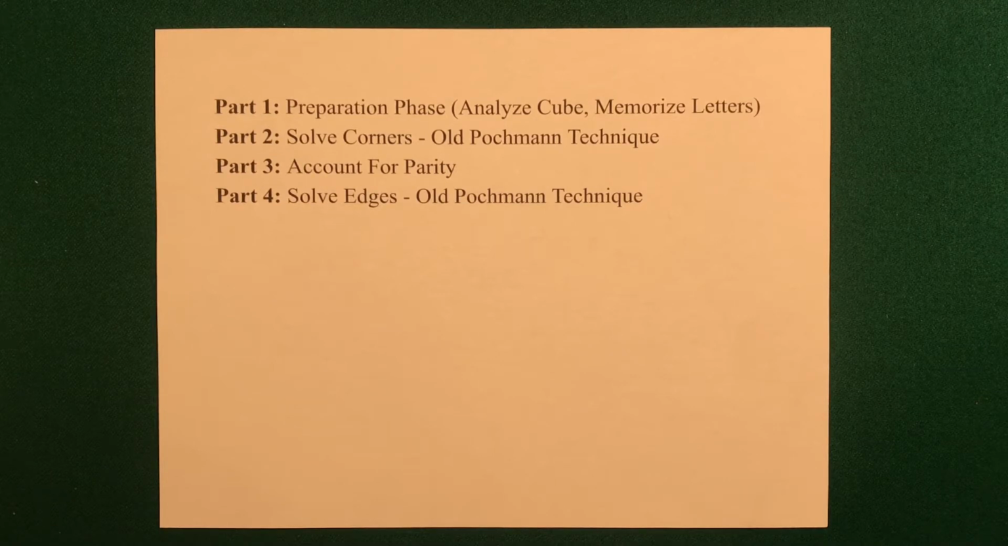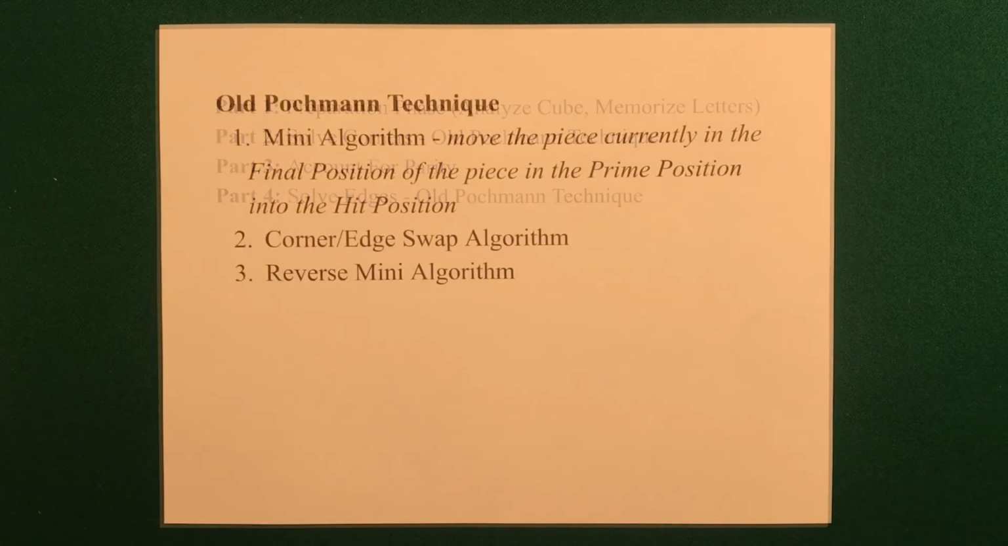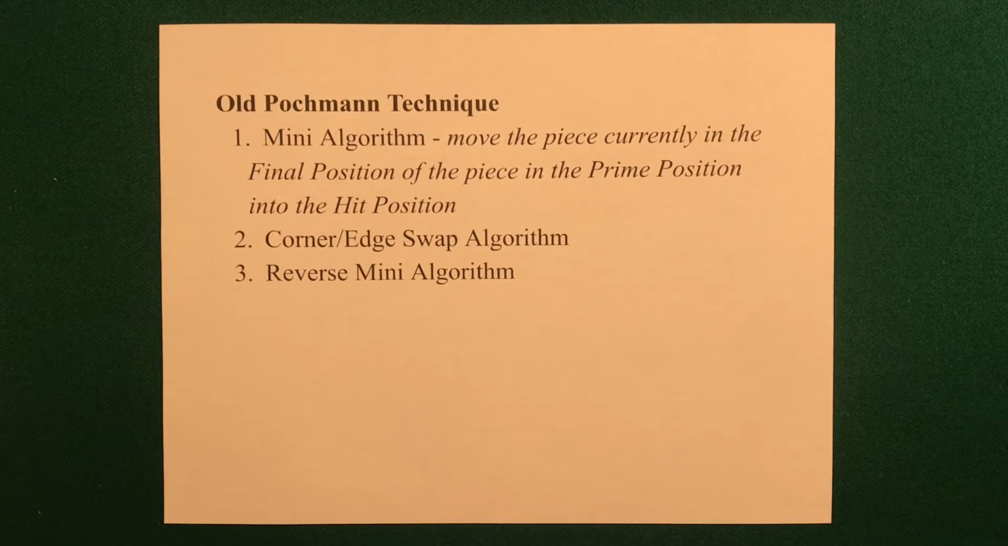In part 2, we will solve the corners by placing them in the correct positions and orientations by applying the old Pochmann technique. In part 3, we will account for a special parity case that occurs during half of solves. In part 4, we will solve the edges by placing them in the correct positions and orientations by applying the old Pochmann technique. The old Pochmann technique relies on a few simple principles.